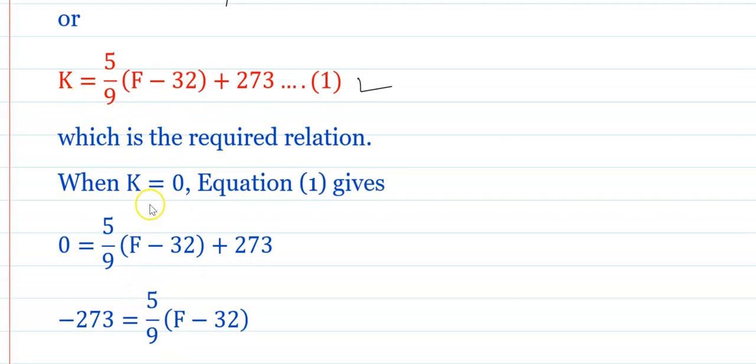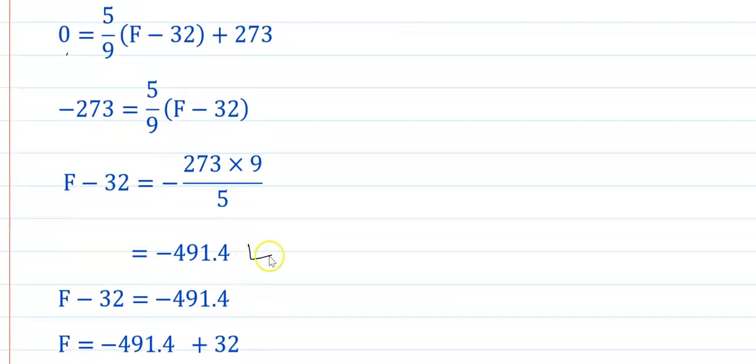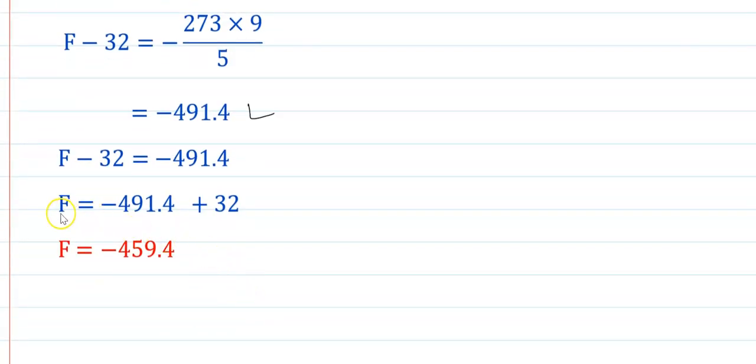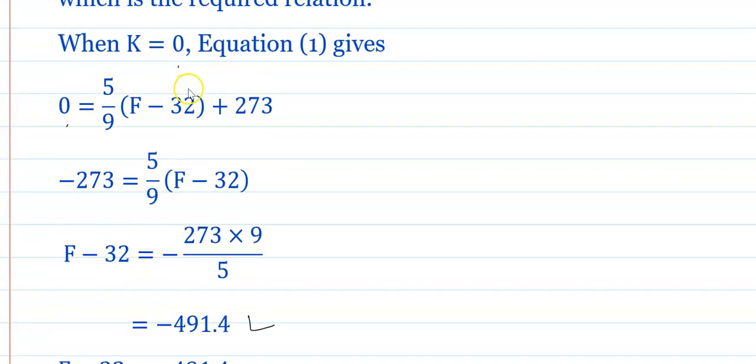When k is equal to 0, substitute k equals 0: 0 equals 5 by 9 in bracket F minus 32, plus 273. Minus 273 is equal to 5 by 9 in bracket F minus 32, so F minus 32 is equal to 273 into 9 upon 5, and if we simplify it, we will get 491.4. Hence F is equal to minus 491.4 plus 32, so F is equal to minus 459.4.